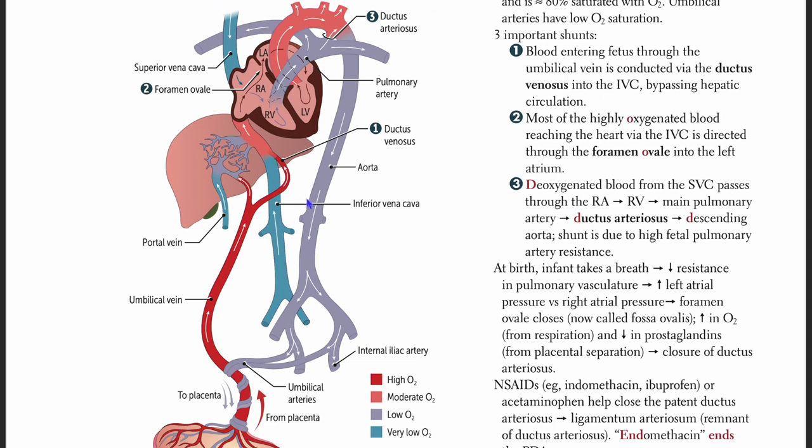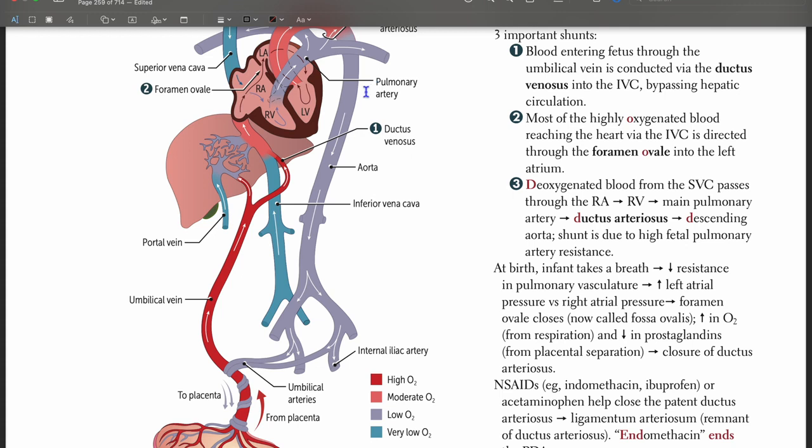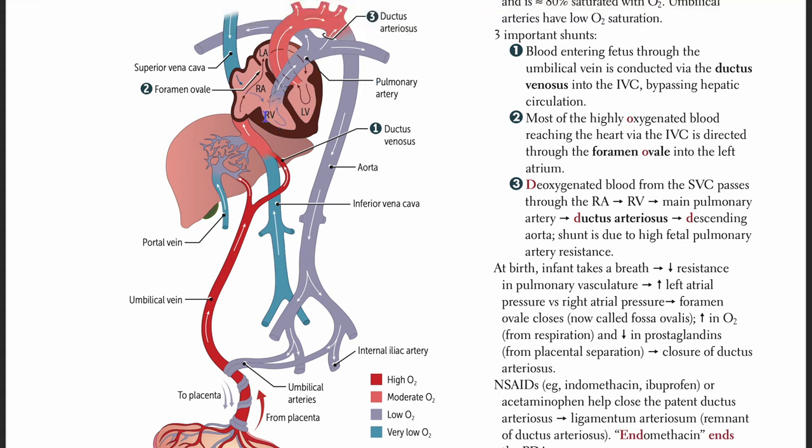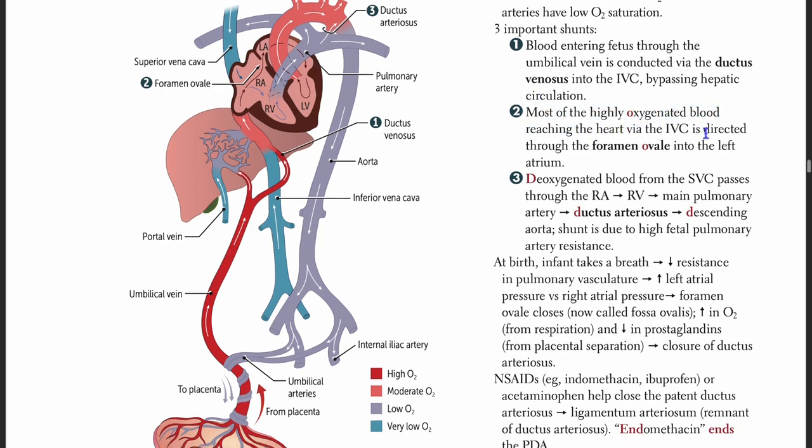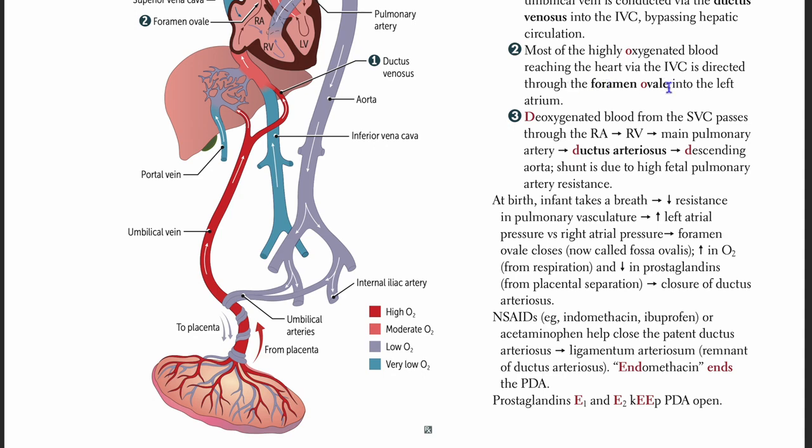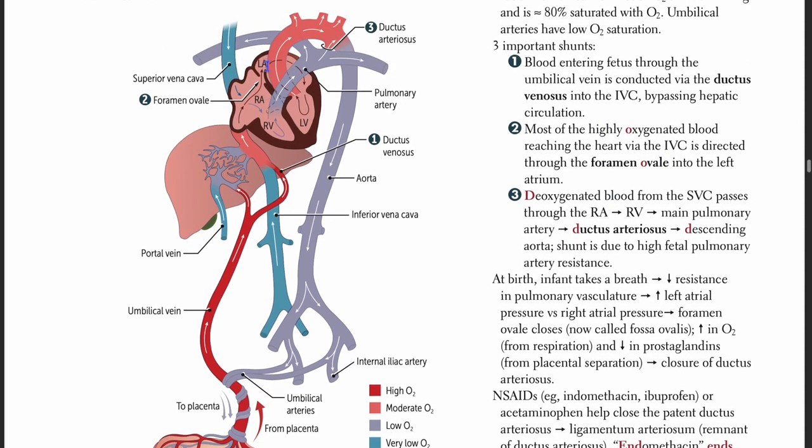Because it comes from the lungs after getting oxygenated. So right atrium first, and then it goes to the left atrium second, and then the left ventricle, through and through. Why? Because there's no point of going into the right ventricle. Even if it does, it's going to be backed up by the resistance of the lungs, so it's going to be backflow of, or like, stagnant blood kind of thing. Not stagnant, but it's a very small amount of blood that goes into the lungs. So most of the highly oxygenated blood reaching the heart via the IVC is directed through the foramen ovale into the right atrium, right? So it goes through that.